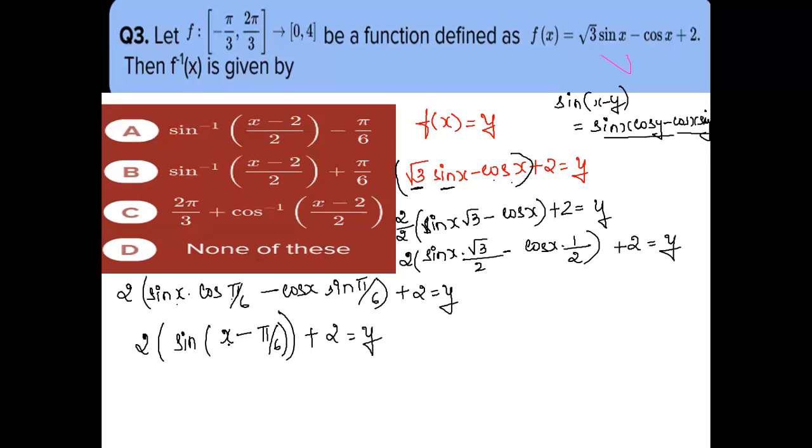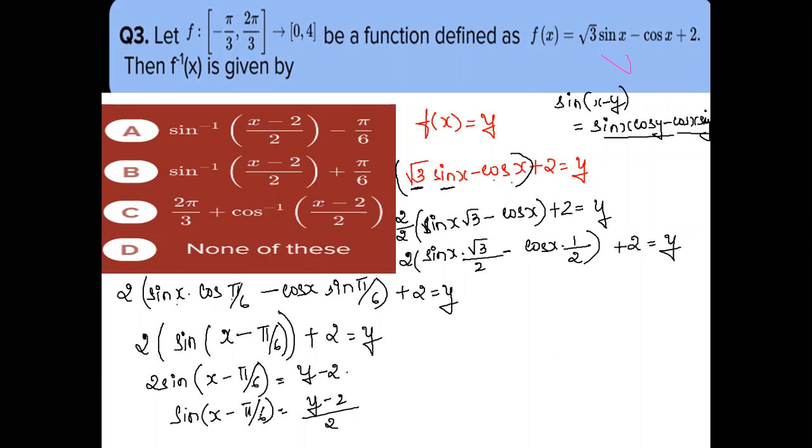We need to find the value of x, so that we can write it as f inverse of x. So I'll take the plus 2 to the other side. Here it is 2 sin of x minus pi by 6 is equal to y minus 2. So sin of x minus pi by 6 is equal to y minus 2 divided by 2.